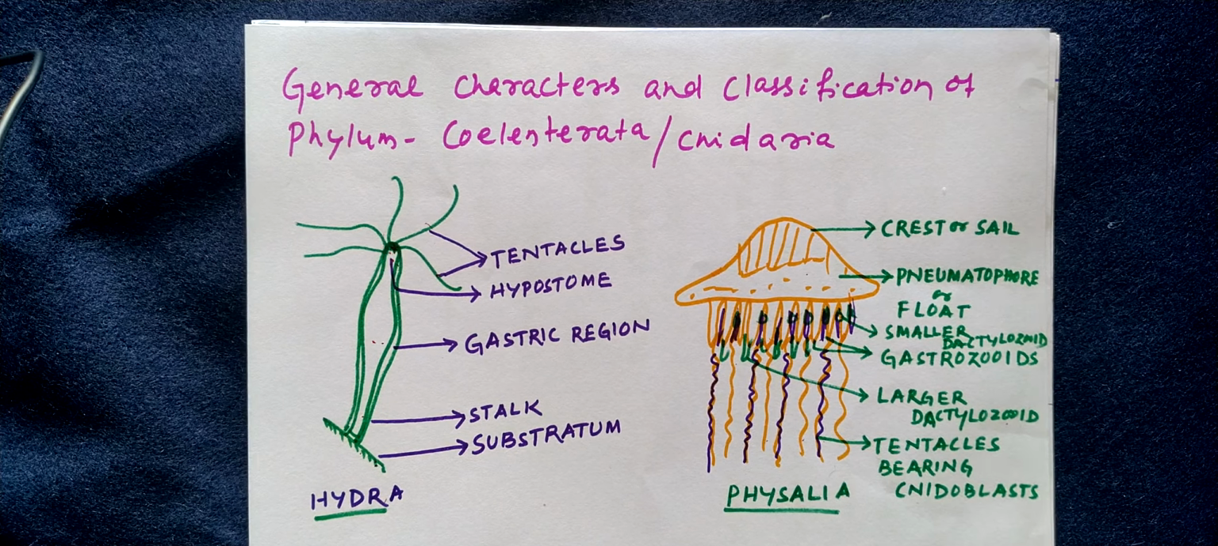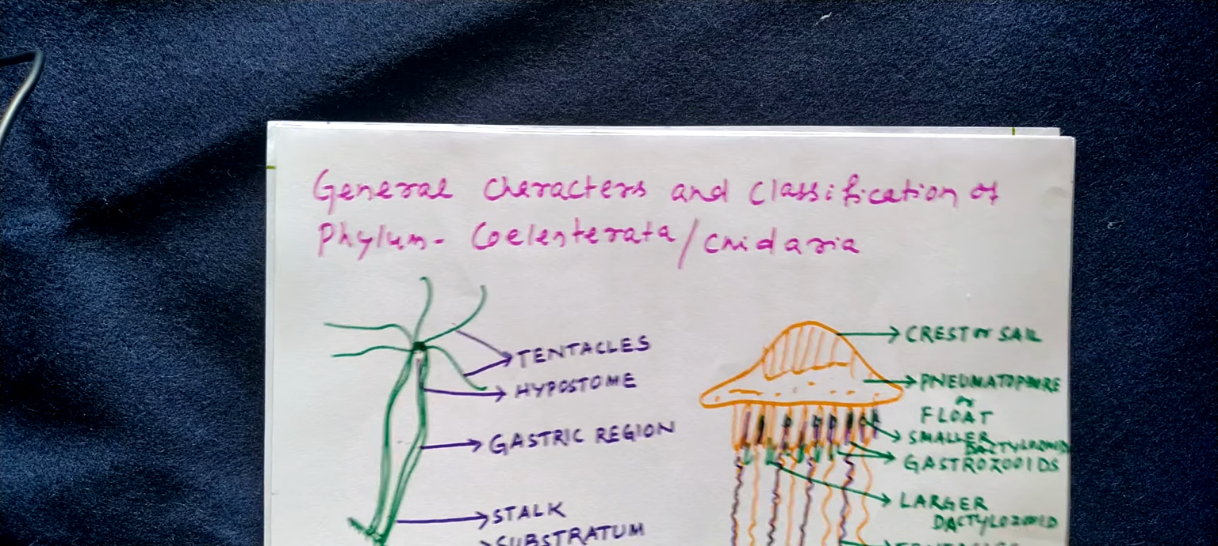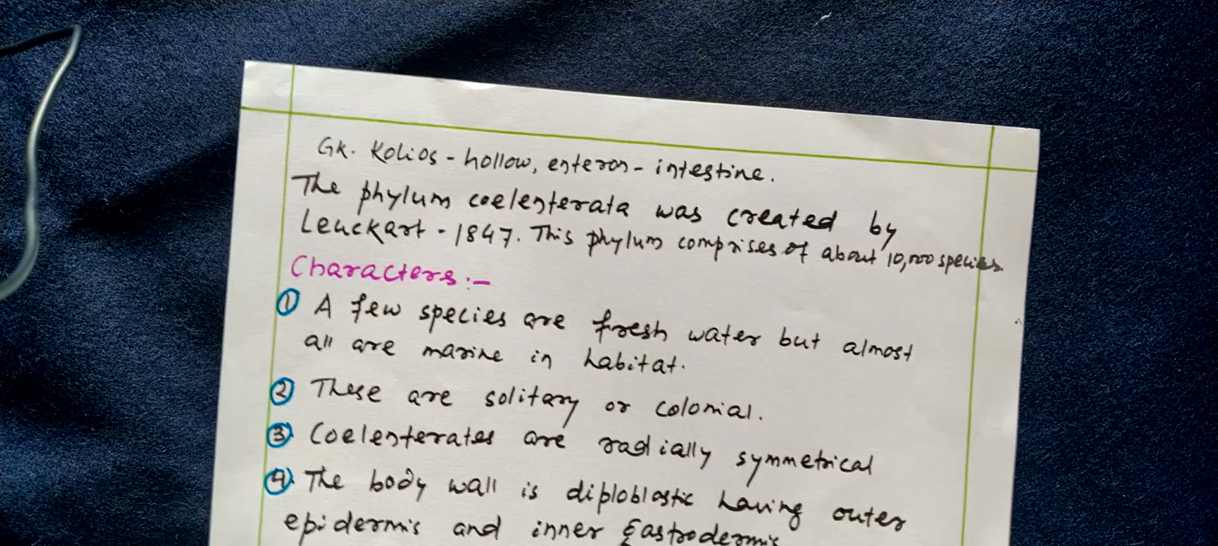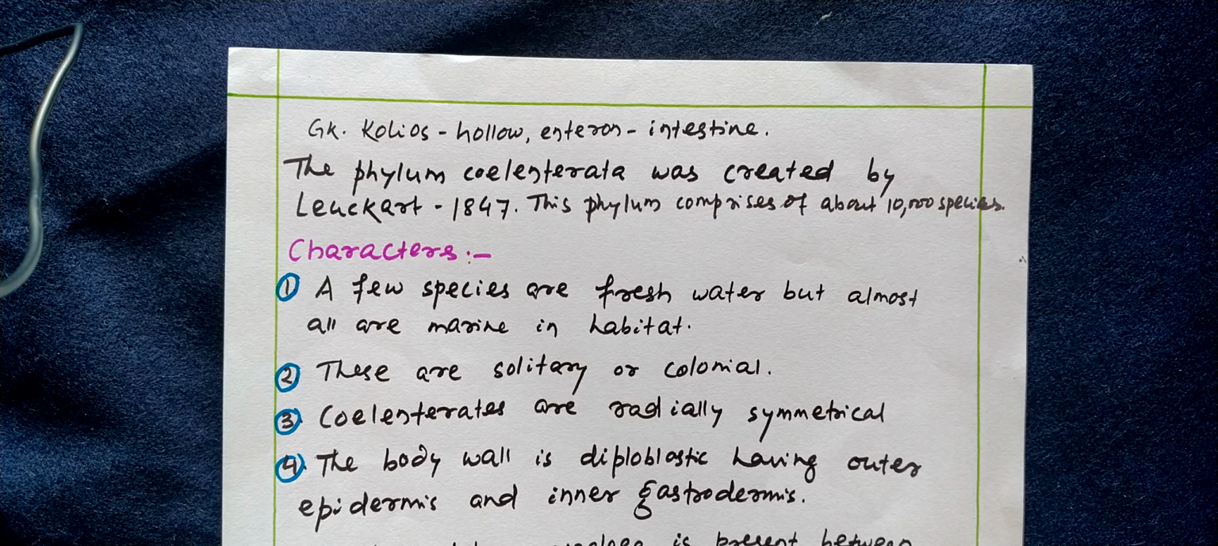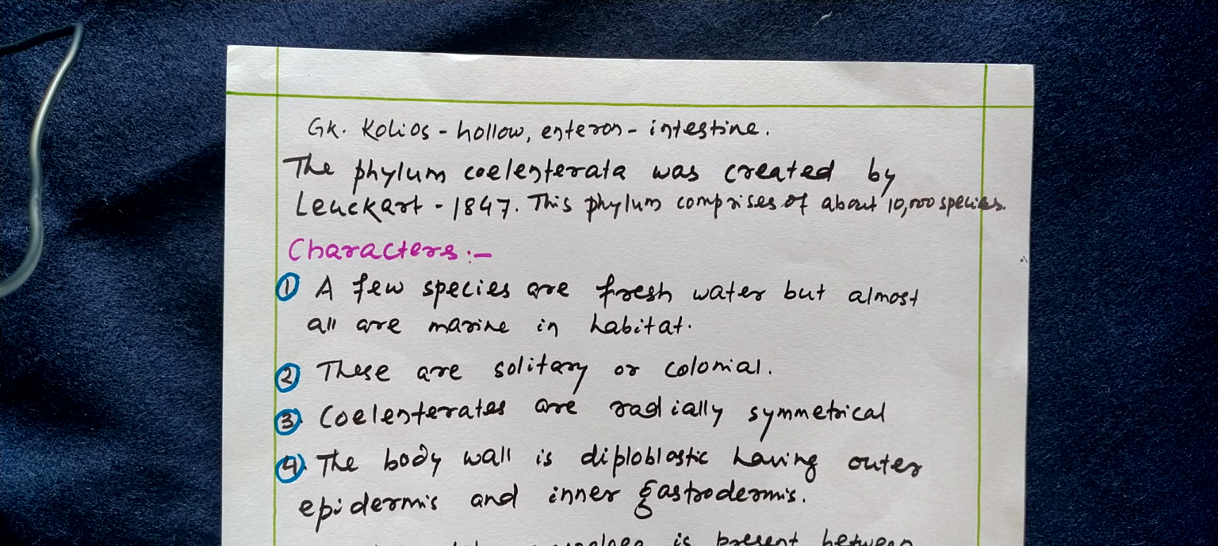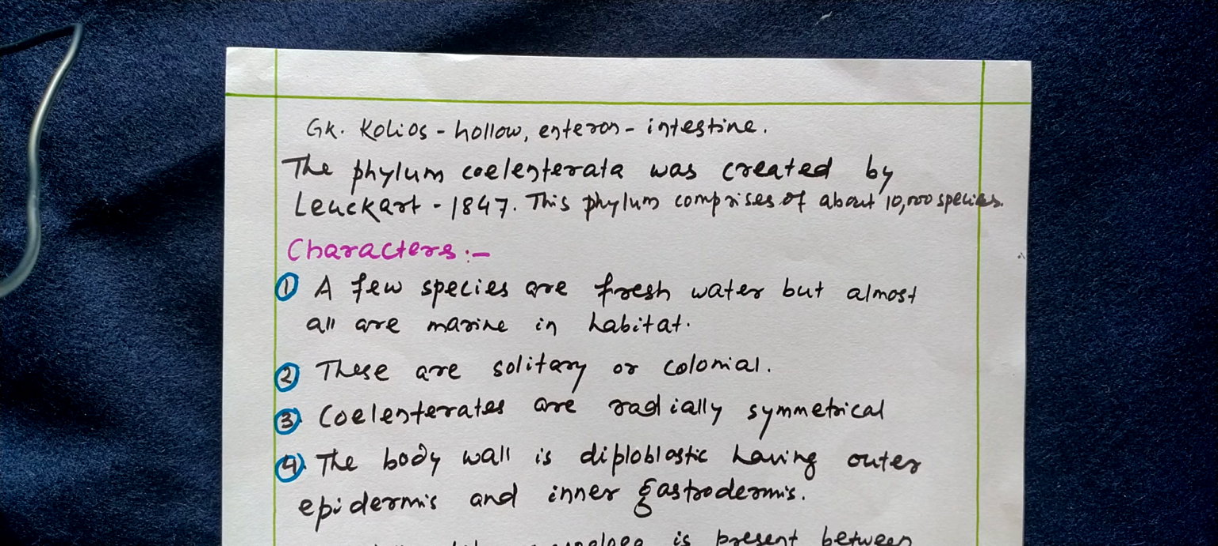Next we will come to the general characters of this phylum. Coelenterata comes from two Greek words. Kolios means hollow, enteron means intestine. The phylum Coelenterata was created by Leuckart in 1847. This phylum comprises about 10,000 species.